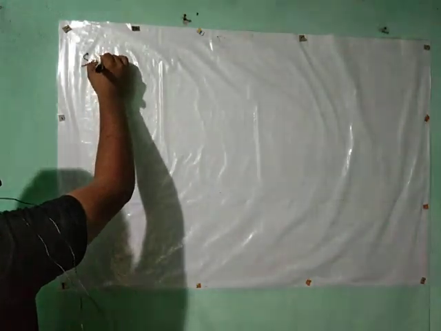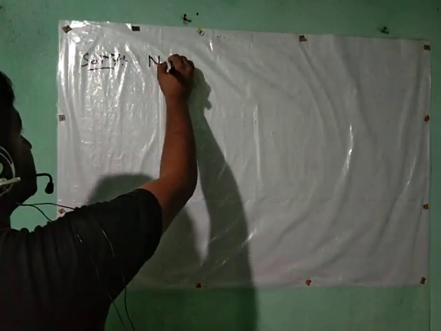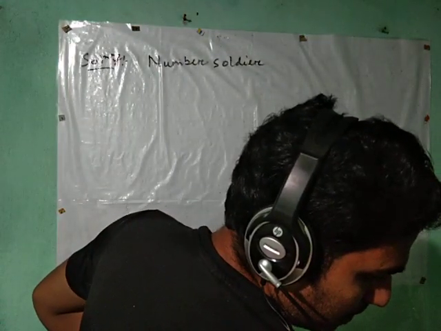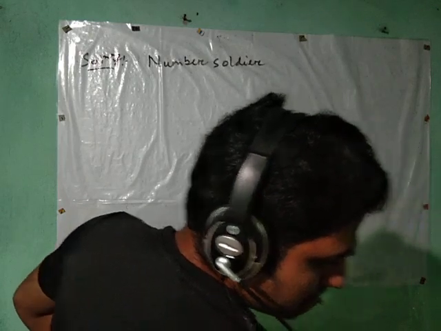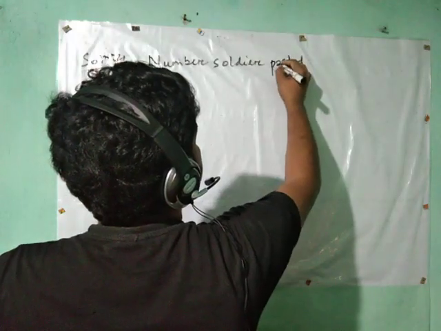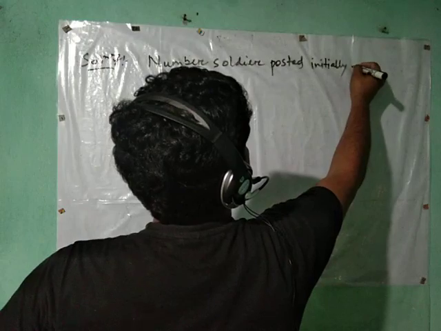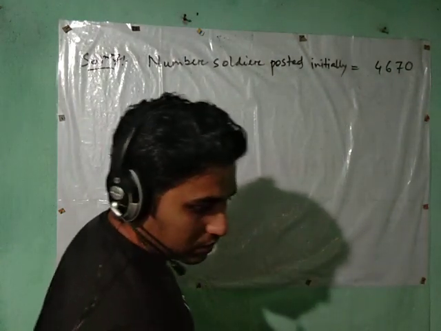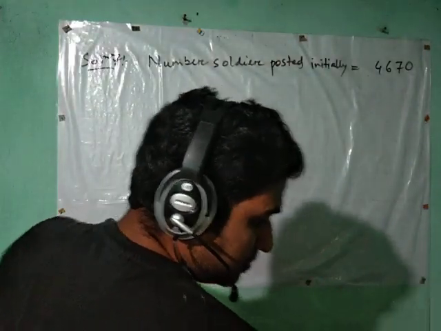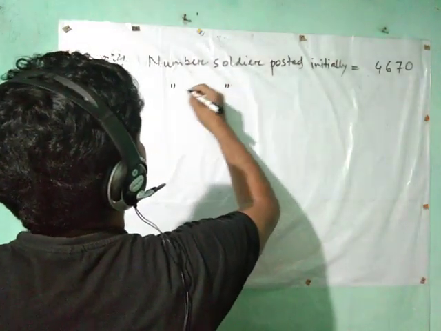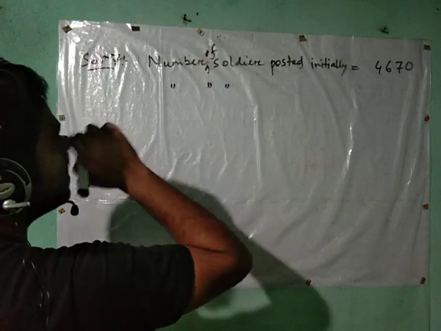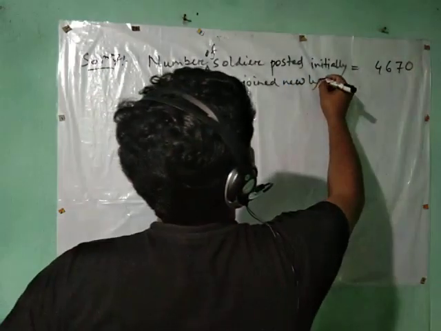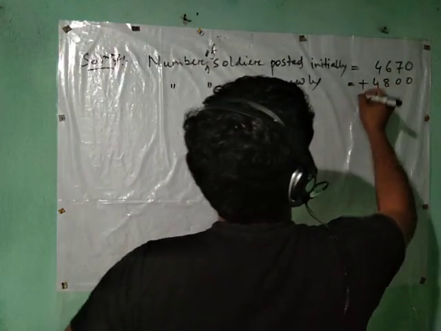Now you simply write down this statement: number of soldiers posted, P-O-S-T-E-D, posted initially. Initially means for the first time. How many soldiers? 4,670, yes or no? Now, number of soldiers joined newly, N-E-W-L-Y, newly, how much? 4,800. Now I need to add them, yes or no?